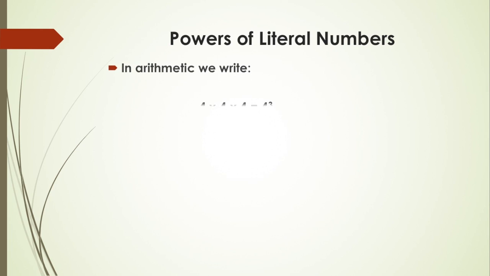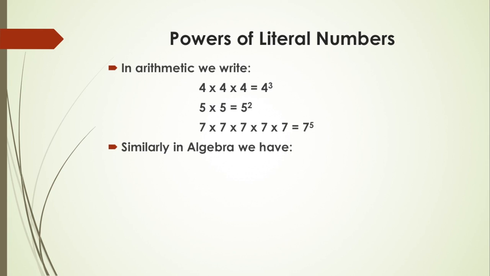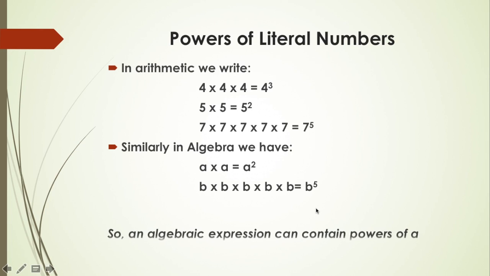In arithmetic, we write 4 times 4 times 4 as 4 cubed. Also, 5 times 5 is just 5 squared. And if we multiply 7 by itself 5 times, it is just 7 to the 5th power. Similarly, in algebra, we have a times a is a squared. And if we multiply b by itself 3 times, it is b cubed.